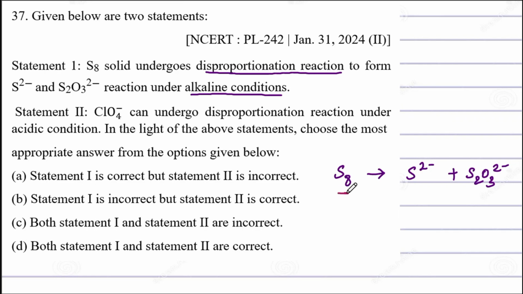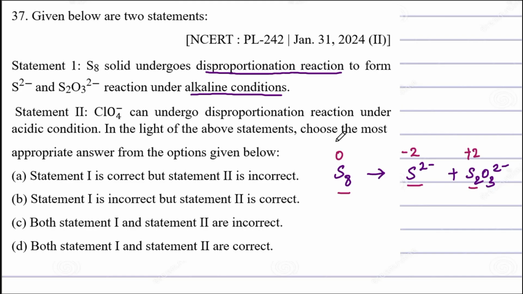The oxidation state of elemental sulfur is 0 and the oxidation state of S²⁻ sulfur is -2. Then for S2O3²⁻: 2x - 2 × 3 = -2, so 2x - 6 = -2, 2x = +4. So the value of x is +2. So this sulfur has the oxidation state of +2.